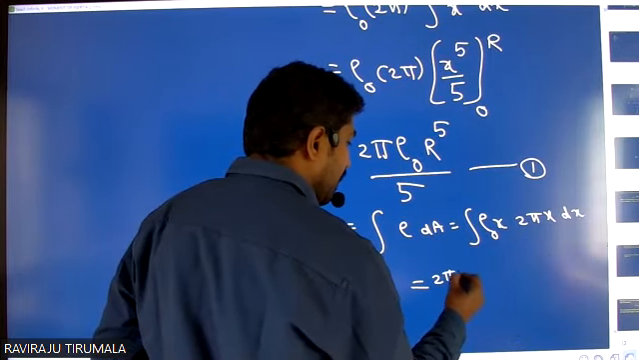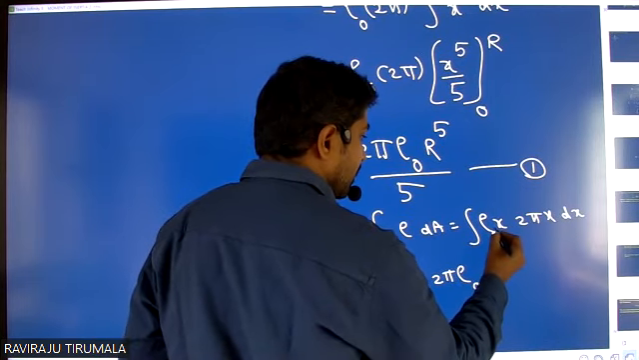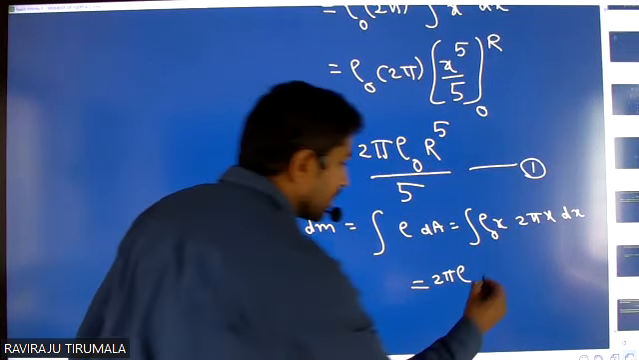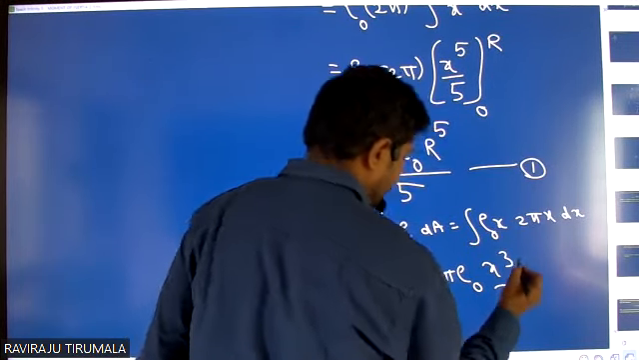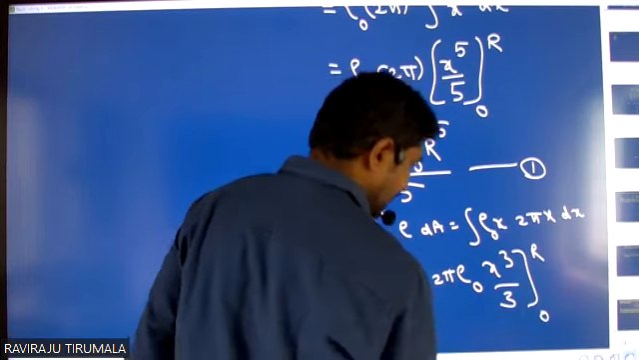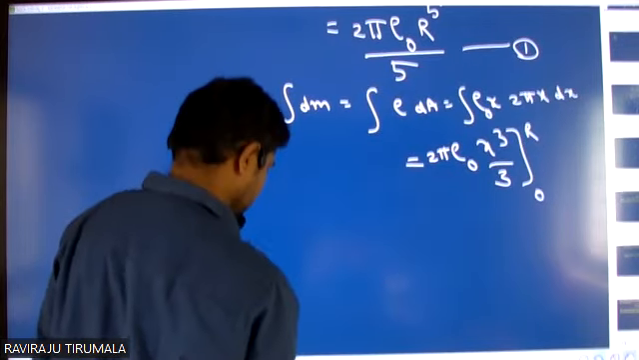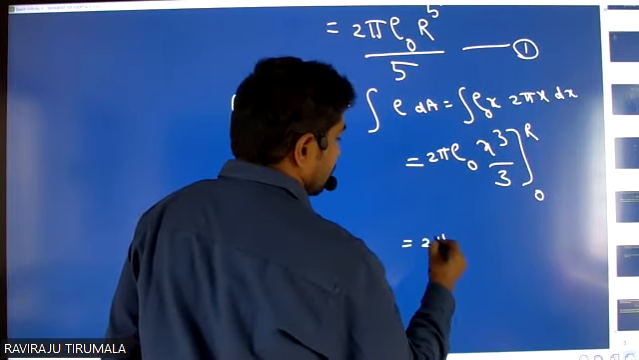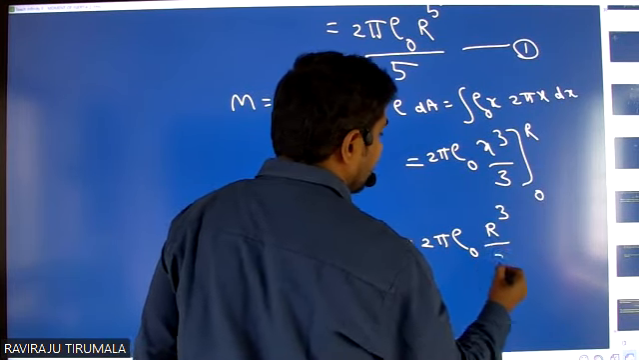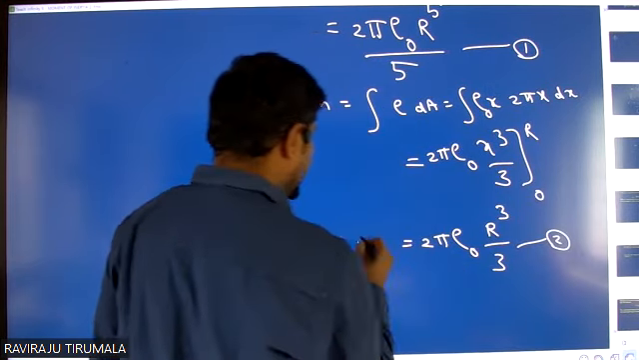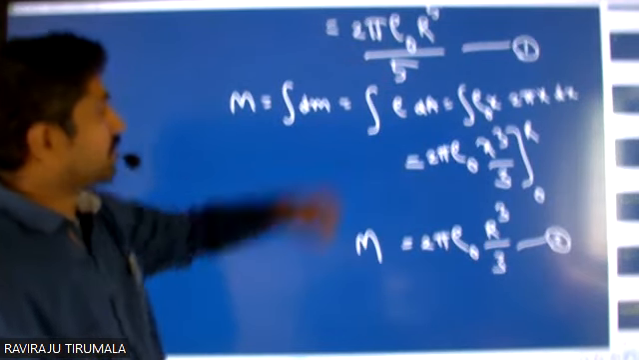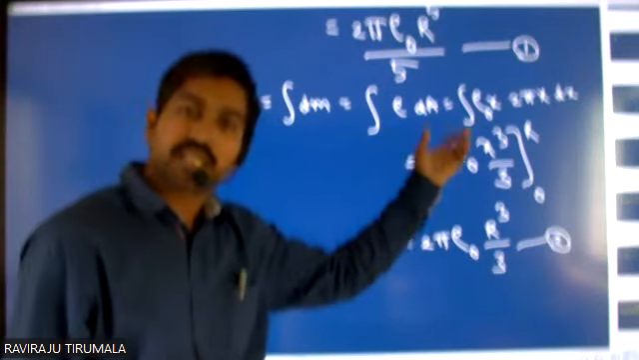Then it will be how much? 2 pi rho naught, x square dx is there inside the integration. What is integration for x square? That will be x cube by 3. By substituting the limits from 0 to r, you will get here 2 pi rho naught r cube by 3. This is the formula for m. Now we can substitute here the expression for 2 pi rho naught, then you will get in terms of m only.